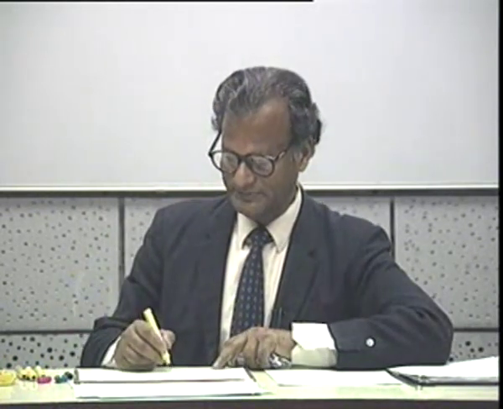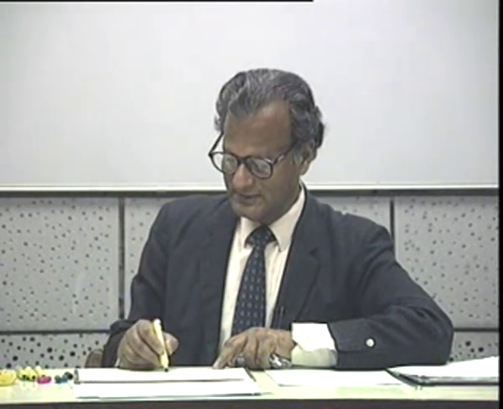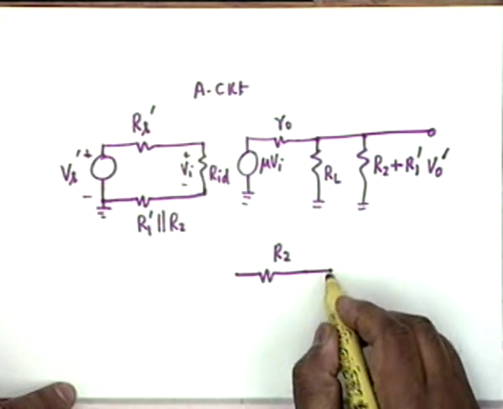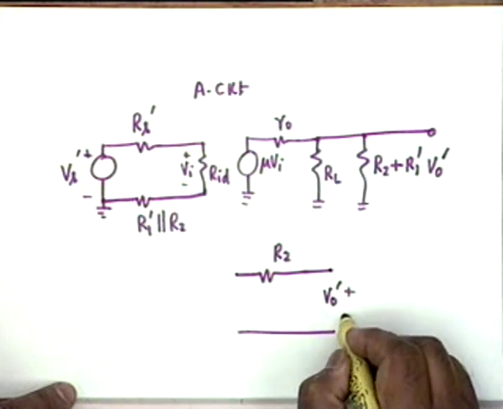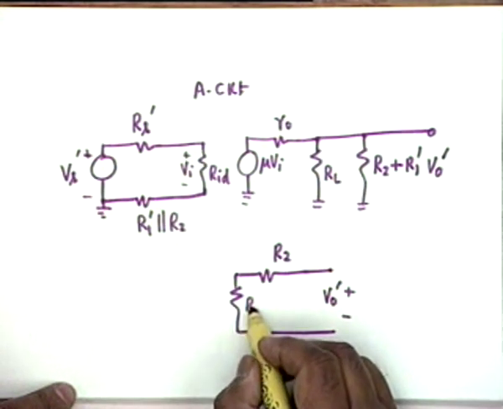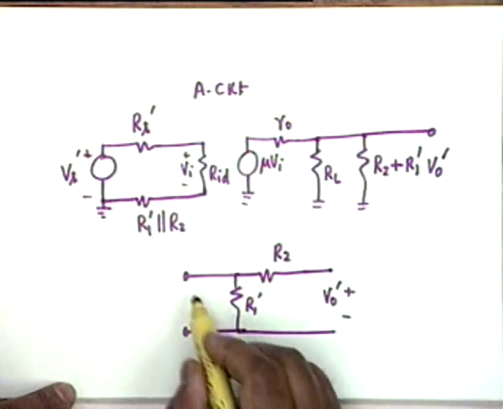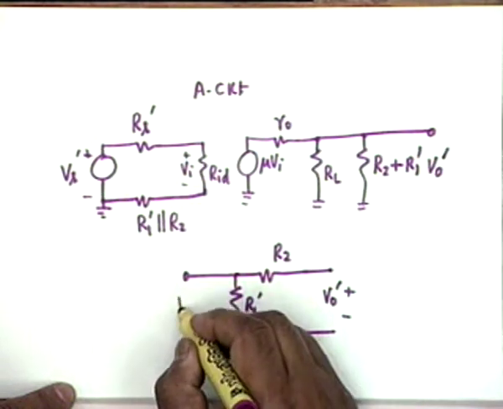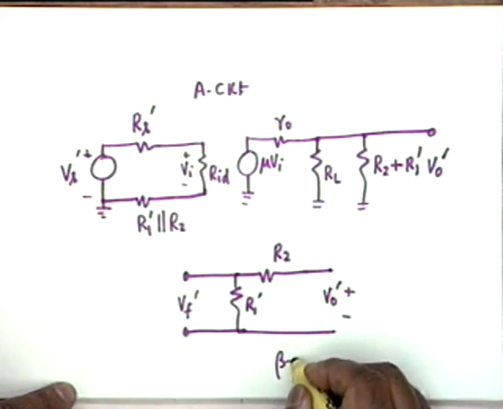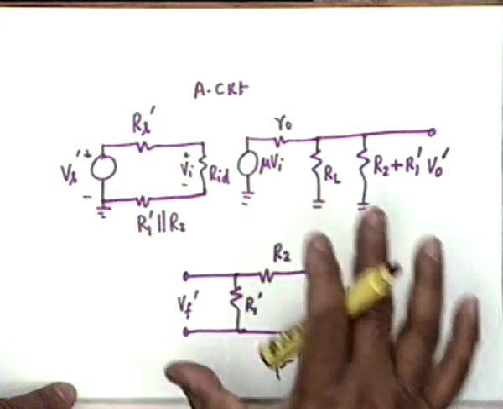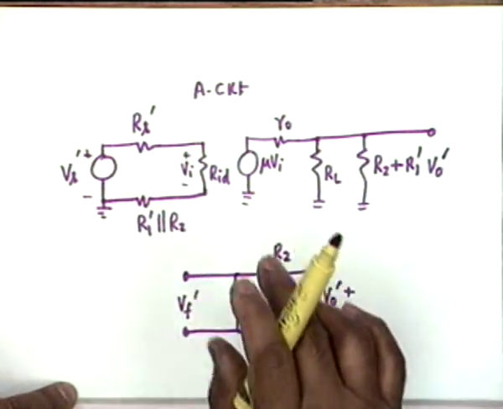We have found out by inspection the A circuit and the beta circuit now. For the beta circuit, what is our beta circuit? R2, you have to apply a V0 prime here and you have to measure the voltage across here with these terminals open or short? Open, and therefore this is Vf prime. This is the beta circuit. Agreed? We had to do some manipulation to be able to identify the A circuit and the beta circuit.